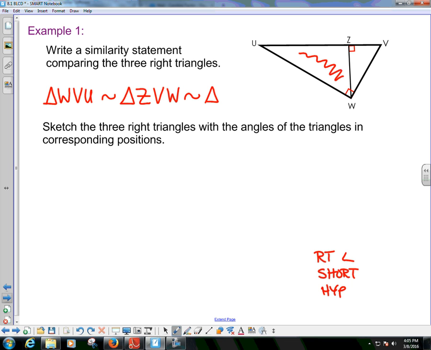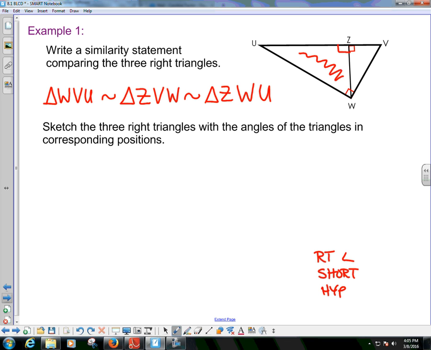I'm going to start at my right angle, which is right here at Z. So Z, I'm going to go across my short side, which is to W, and then across my hypotenuse, which is U. So now I have my similarity statement. Triangle WVU is similar to triangle ZVW is similar to triangle ZWU.